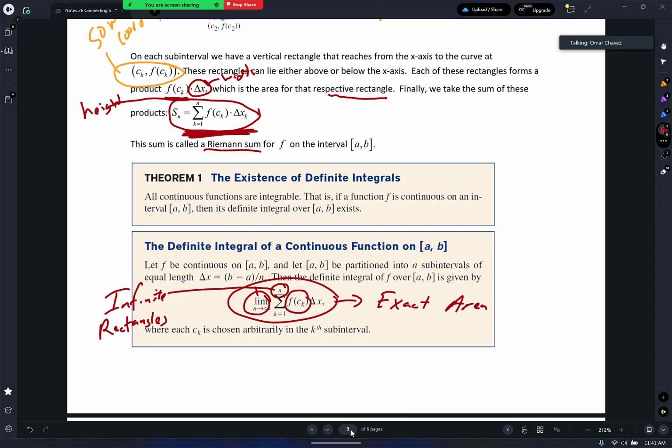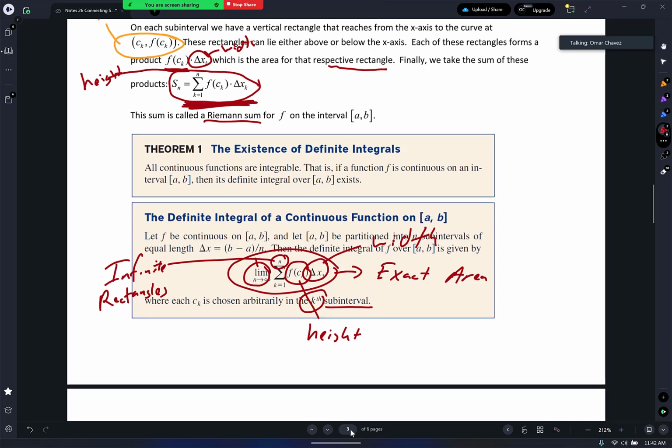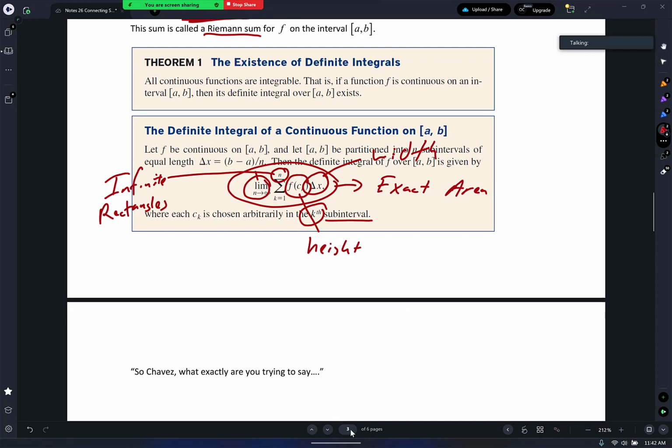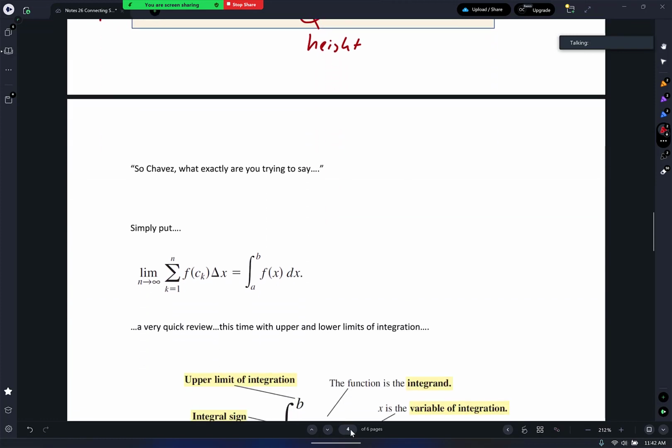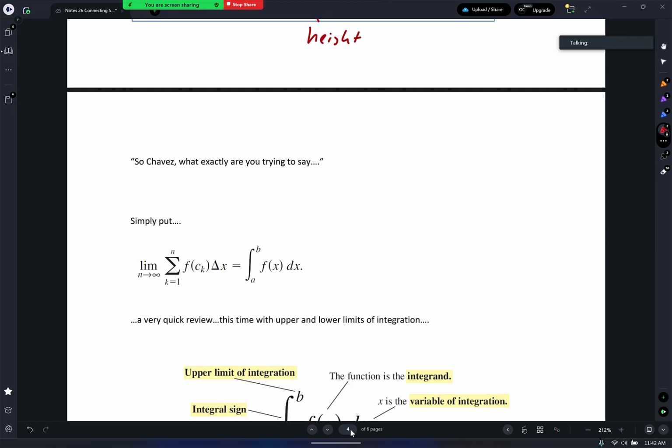The f of c k is your height, and the delta x is your width. And c k is chosen arbitrarily in the kth subinterval. And don't worry, we're going to do a whole bunch. So Chavez, what exactly are you trying to say? Okay, here's what we're trying to say. This means exact area.